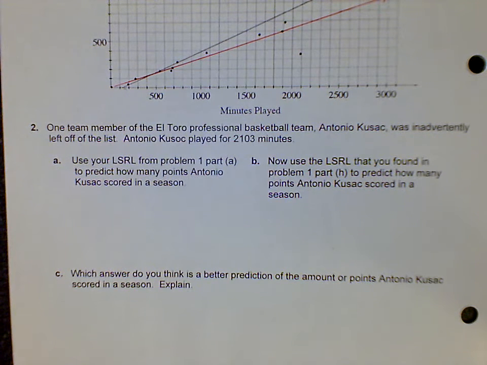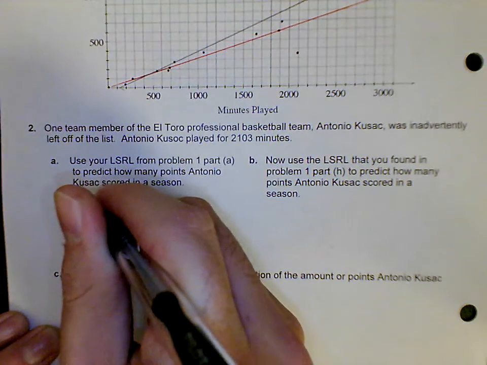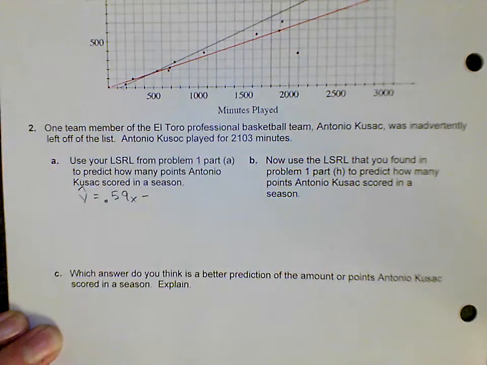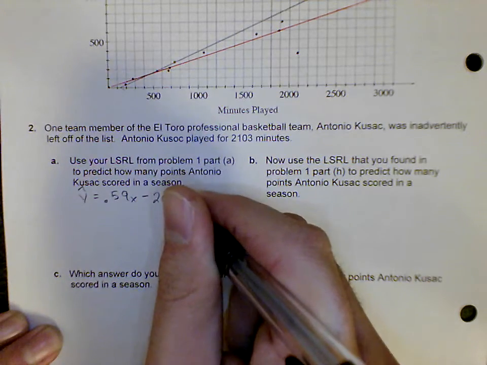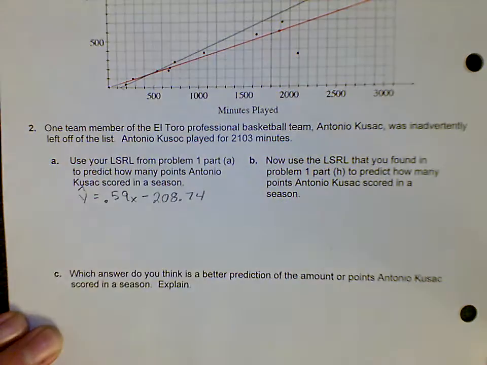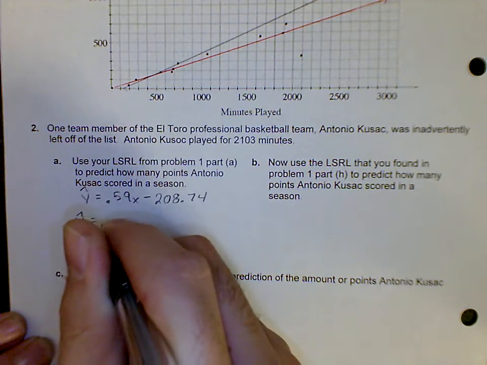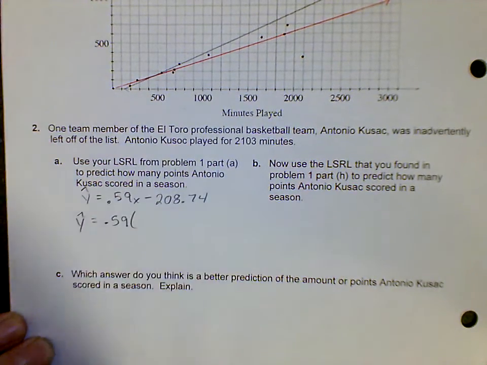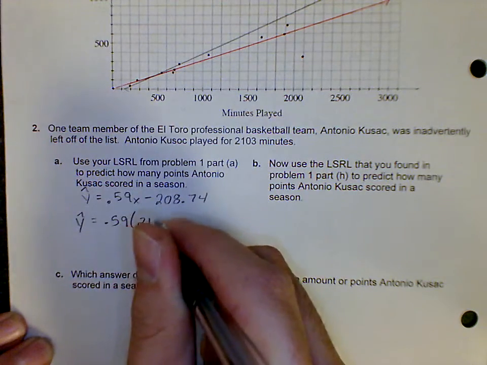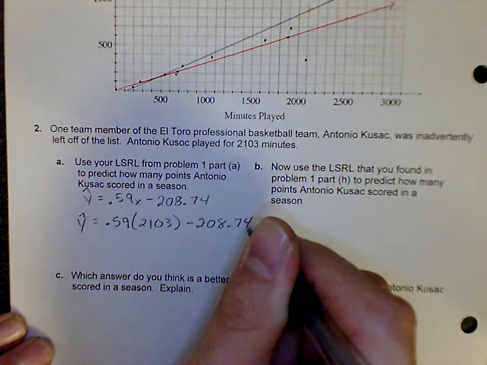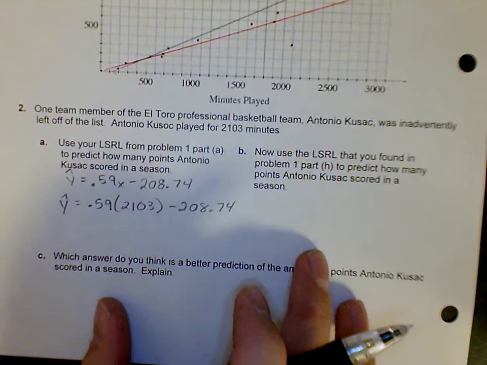So our LSRL, if you look on the front page from part A, was y hat equals 0.59x minus 208.74. Now we want to find out what is the predicted value for 2,103 minutes. So y hat is going to equal 0.59, but we're going to replace x with his minutes played, which is 2,103, minus 208.74. And go ahead and plug all of that into your calculator exactly how you see it.